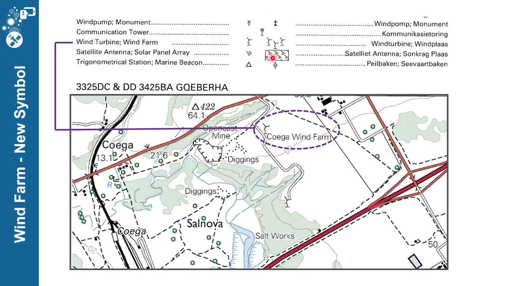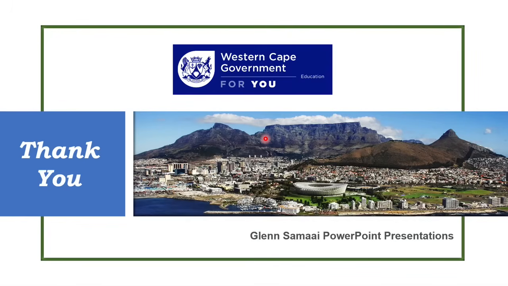Satellite antenna, solar panel array. Also new. A satellite antenna would look like that, where you basically use it for Wi-Fi, for getting the internet to people in remote areas. And this is an array of solar panels. That is what it will look like on the map. Here's the Kuga wind farm. There's my symbols. You see that? Okay. So these are all new things, and this is on the map of Gqeberha.